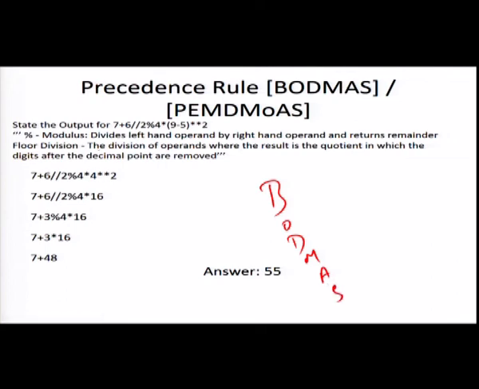So, when you calculate this, I give it to you as an assignment. You will get the answer as 55, because multiplication, division, modulo, everything has the same precedence level. Parenthesis or brackets have the highest priority, then exponential, then multiplication, division, modulo have the same precedence level, addition and subtraction have the same precedence level. So, when you make the calculation, you get the answer as 55.